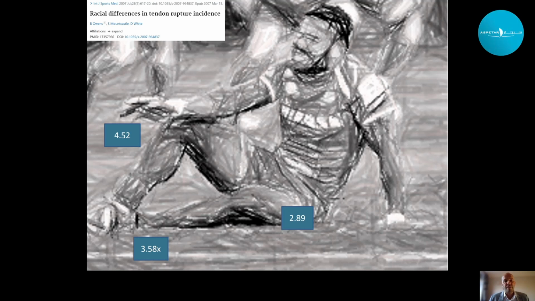And what we have here is a 4.5 times increased risk of patellar tendon ruptures, 2.9 times risk for quads tendon ruptures, and a 3.6 times risk for Achilles tendon ruptures in black army personnel in America. And this is large data. This is thousands and thousands of people. So we can be pretty happy that this data is robust.